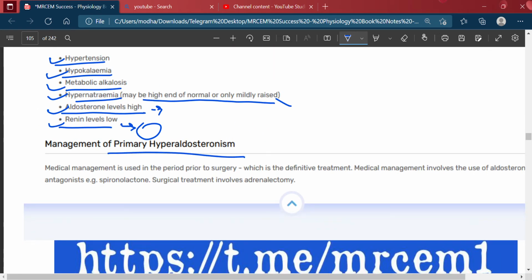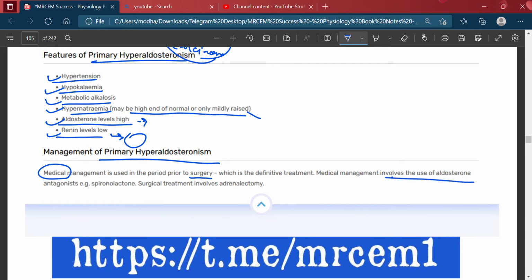In the management, medical management is used in the period prior to surgery. So we first do the medical management, which involves the use of an aldosterone antagonist, spironolactone. Surgical treatment, which is the definitive treatment, involves adrenalectomy. So we give spironolactone as the medical management, and the surgical management is adrenalectomy.